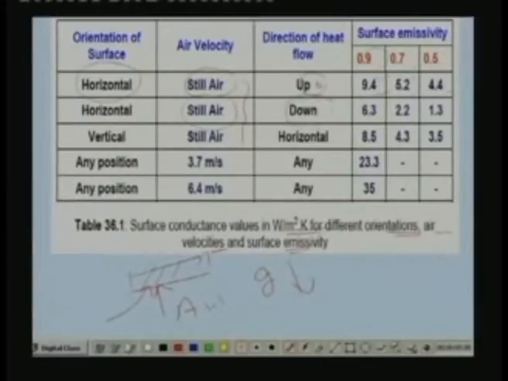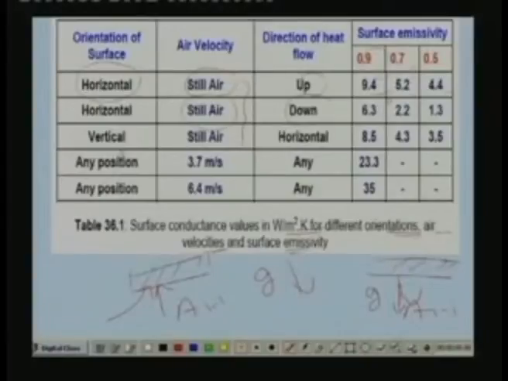And for the next condition, again you have still air, and the direction of heat flow is downwards. That means you have again the wall, and let us say that air is here, and heat transfer is taking place from the wall to the air, in this direction. And G is acting in this direction, in downwards direction. Again, for different values of surface emissivity, you have the values of heat transfer coefficient.